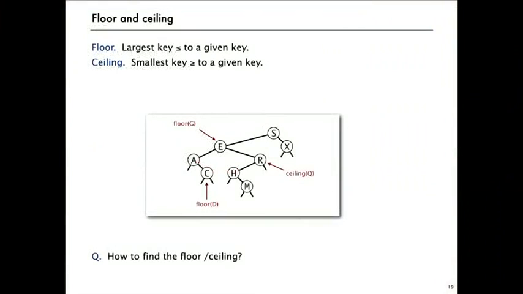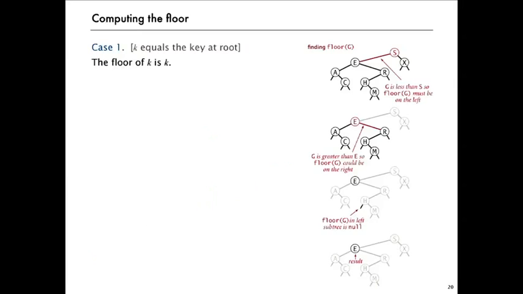What about floor and ceiling? Well, those are a little bit more complicated, and not quite the same as in the ordered array for binary search. So we have to do a little bit more work for that. Just for example, let's take a look at the problem of computing the floor. Say we're seeking the floor of G. That's the largest key in the data structure that is less than or equal to G. In this case, the answer is E.